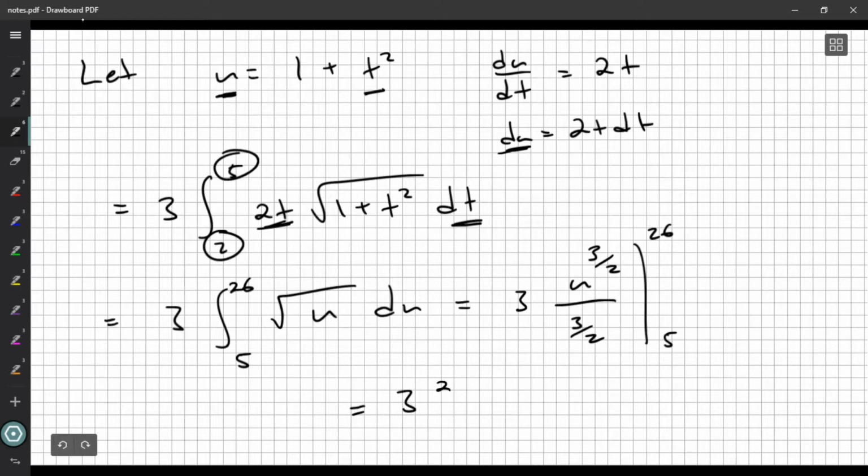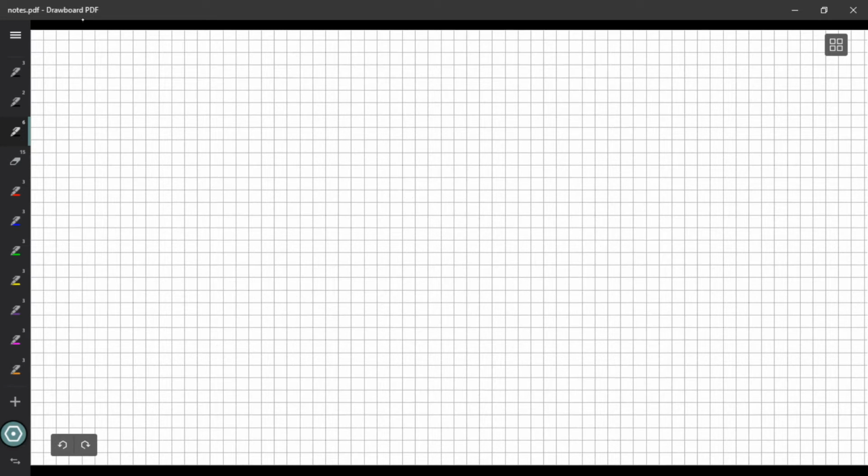So that's going to be 3 times 2/3. Well, that cancels out. So we'll have just 2. And then 26 to the 3 over 2 minus 5 to the 3 over 2. And that's probably what we're going to leave it as. So the arc length is twice the 1.5 power of 26 minus 5 to the 1.5. And there we go.